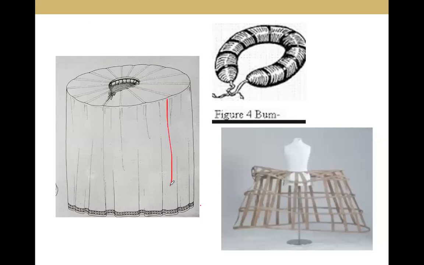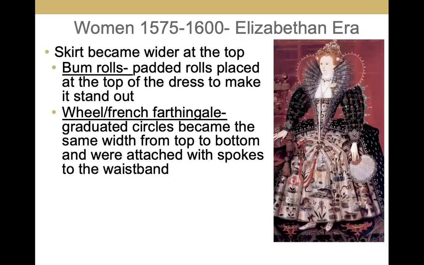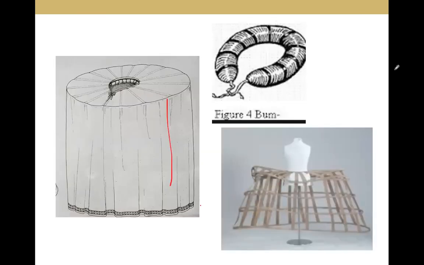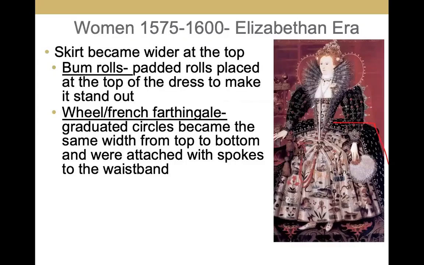And it created a very broad top line, and then it went straight down to the floor. Underneath the wheel farthingale, they would wear what was called a bum roll. So this is basically just a pillow that was tied around the waist. You can see it underneath here. Its goal was to support the wheel farthingale. It was kind of hard to keep this wheel up at your waist, so they added the bum roll so it would have something to sit on.